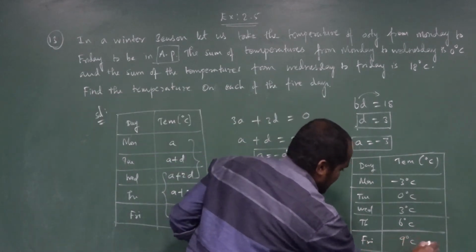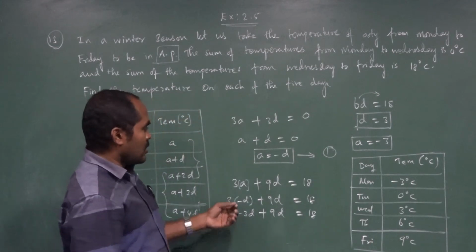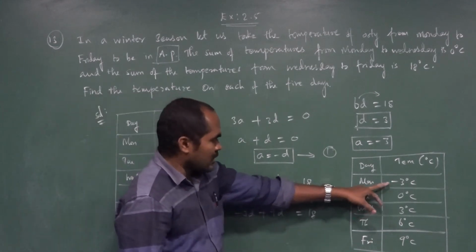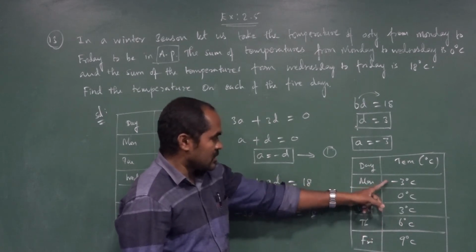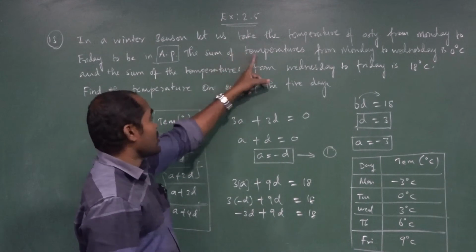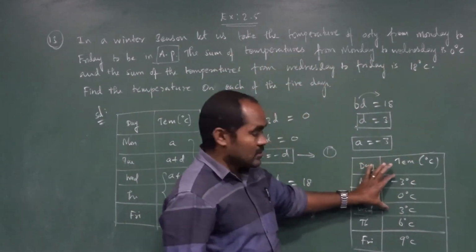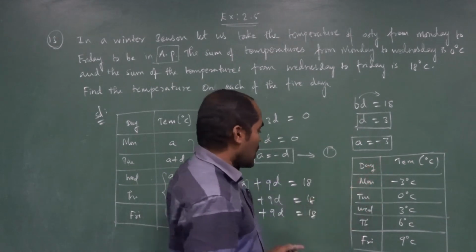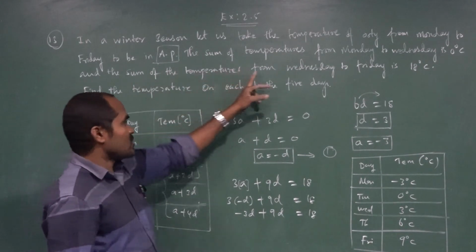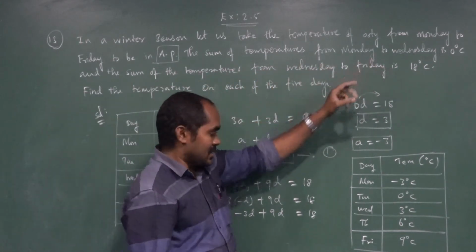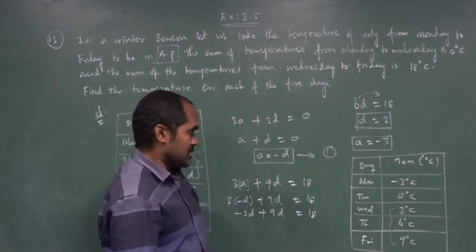So 9 degrees Celsius. So how to check whether this answer is correct or not? Sum of first 3 days, that is Monday, Tuesday, Wednesday. First condition is what? Sum of the temperatures from Monday to Wednesday is 0 degrees Celsius. So add these 3, we get 0. And second, sum of the temperatures from Wednesday to Friday is 18 degrees Celsius. Add these 3, we get 18 degrees Celsius.